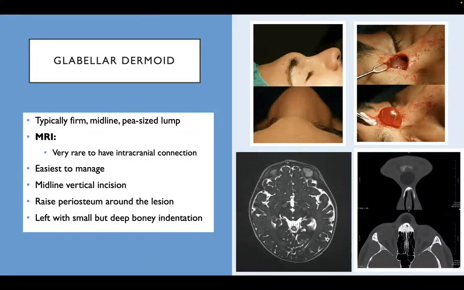These are the easiest to manage because you essentially do a midline vertical incision over where the mass is. You raise the periosteum around the lesion and ensure to resect that with the specimen. And then what they describe is that you're often left with a quite deep bony indentation, but that's got very little cosmetic impact, and it generally heals very well.